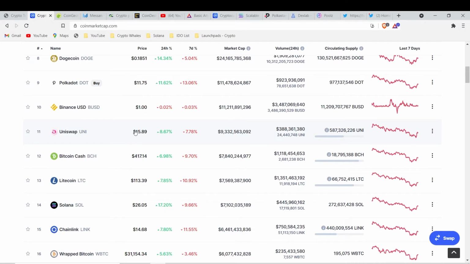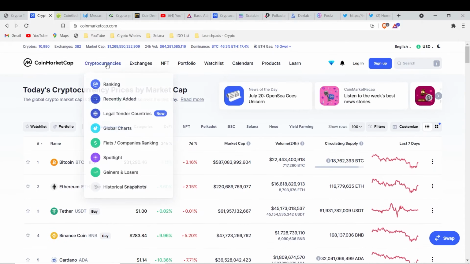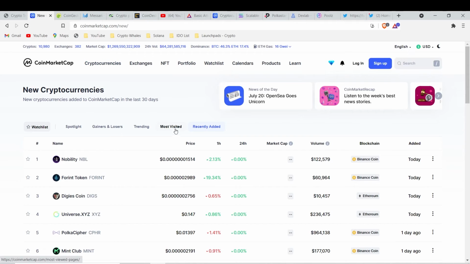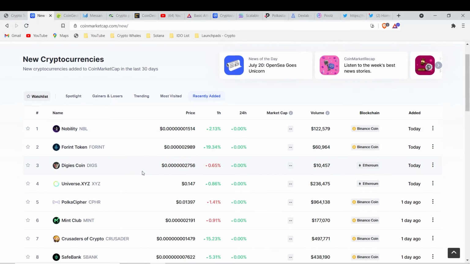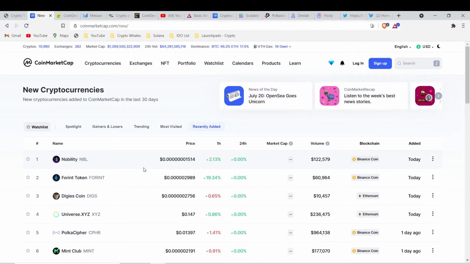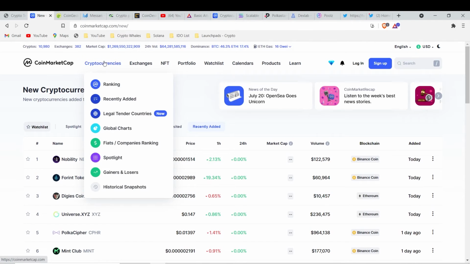Now, you might be wondering, what else can you look at when it comes to CoinMarketCap? Some of the great things you can look at are the recently added cryptocurrencies. This may help you discover new and upcoming crypto projects that you may not have seen before. Usually what you can see here is the type of blockchain it is on. You can see that the majority of them are either on Binance Smart Chain or Binance Coin, or on the Ethereum network.